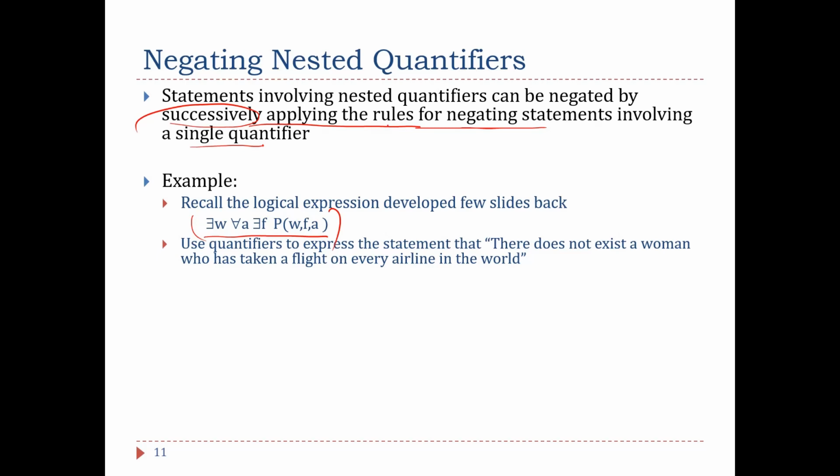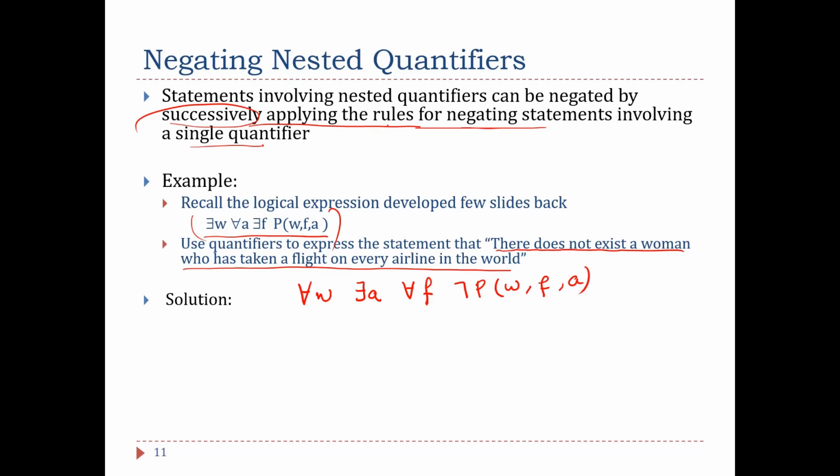The negation of the statement is that there does not exist a woman who has taken a flight on every airline in the world, and to negate it you should say that for every woman, there exists at least one airline such that for all the flights operated by that airline, it's not the case that that woman has taken any of these flights from that airline, okay? So again, imagine that we are negating this one, so we put not there exists W such that for every A, there exists a flight such that P of W, F, A.